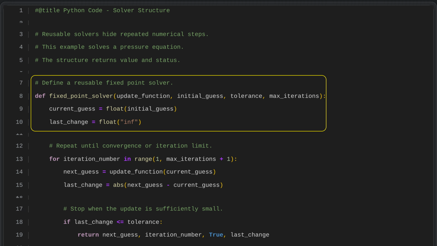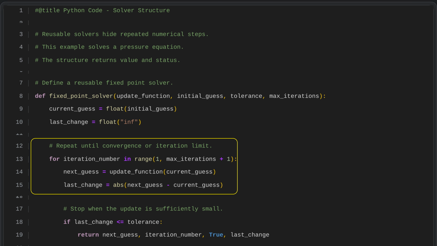The starting value is converted to a floating point number for precision, and the change between guesses is tracked so the loop can stop when the solution is accurate enough or the iteration limit is reached. The loop runs up to the maximum number of iterations. Each time, it uses the update function to produce the next guess, then measures how much that guess changed by taking the absolute difference from the current one.